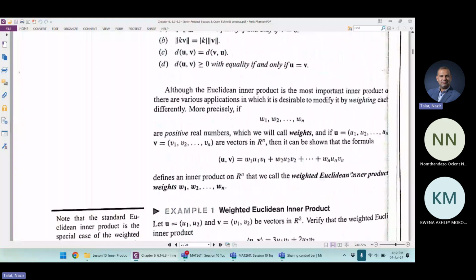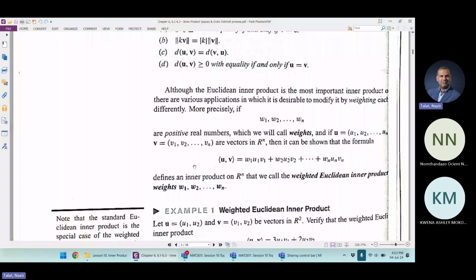Then there is another interesting thing about the inner product. Can we make a weighted Euclidean inner product? The answer is yes. The Euclidean inner product means the inner product of two vectors from Rn. For example, if we have a vector u and a vector v from Rn, then we can define another form of inner product, which is called the weighted inner product. The inner product of u and v is equal to w1 u1 v1 plus w2 u2 v2 plus, and so on up to wn un vn, where w1, w2, up to wn are positive real numbers.